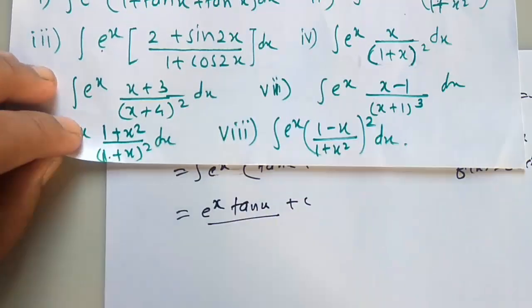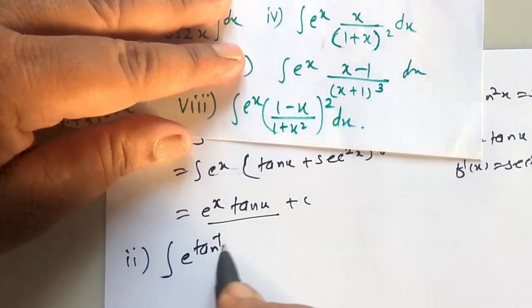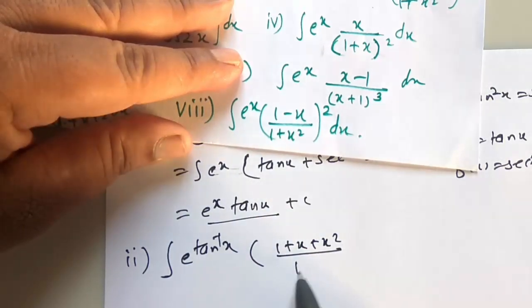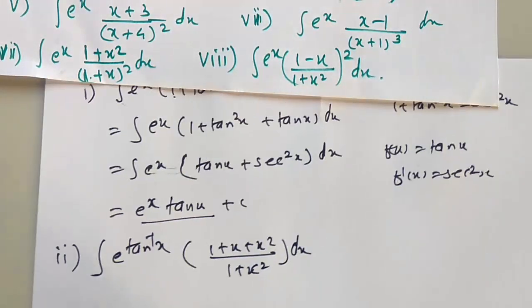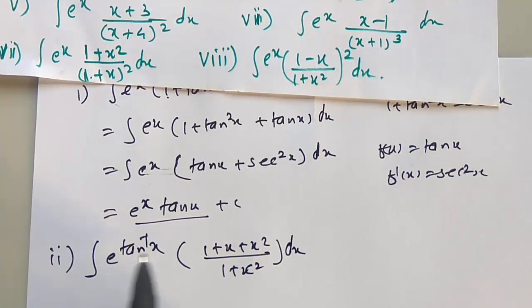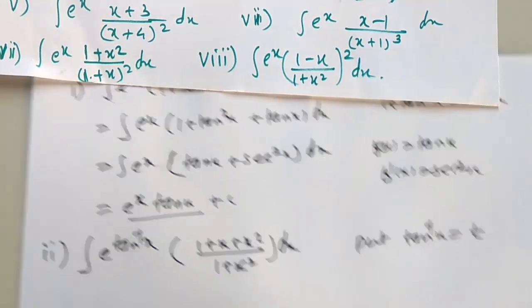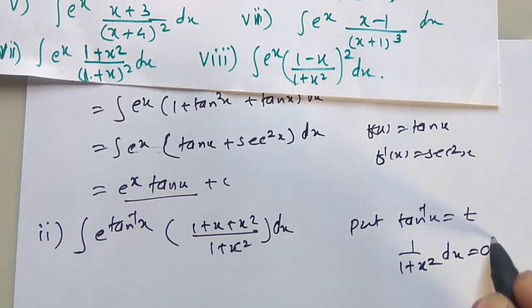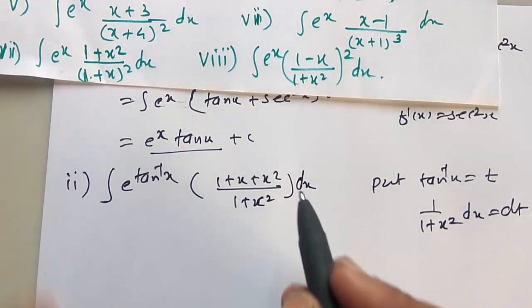Next, number 2, integration of e raised to tan inverse x, bracket 1 plus x square, upon 1 plus x square, dx. Now we use the substitution method. For tan inverse x we can take t. Put tan inverse x is equal to t. Its derivative is 1 upon 1 plus x square dx is equal to dt. It is there, dx upon 1 plus x square.